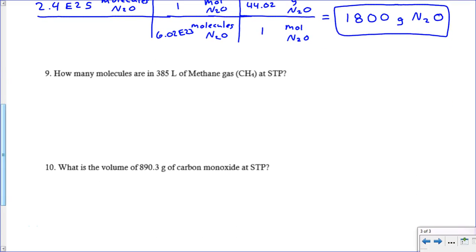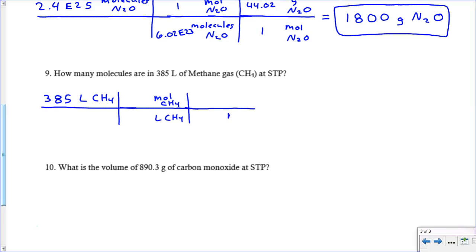For number 9, it says, how many molecules are in 385 liters of methane gas at STP? So this one we are going from volume to molecules. We start with 385 liters of CH4. Then we want to get out of liters and into moles, so liters CH4 to moles CH4. Then we want to get out of moles of CH4 and into molecules of CH4.